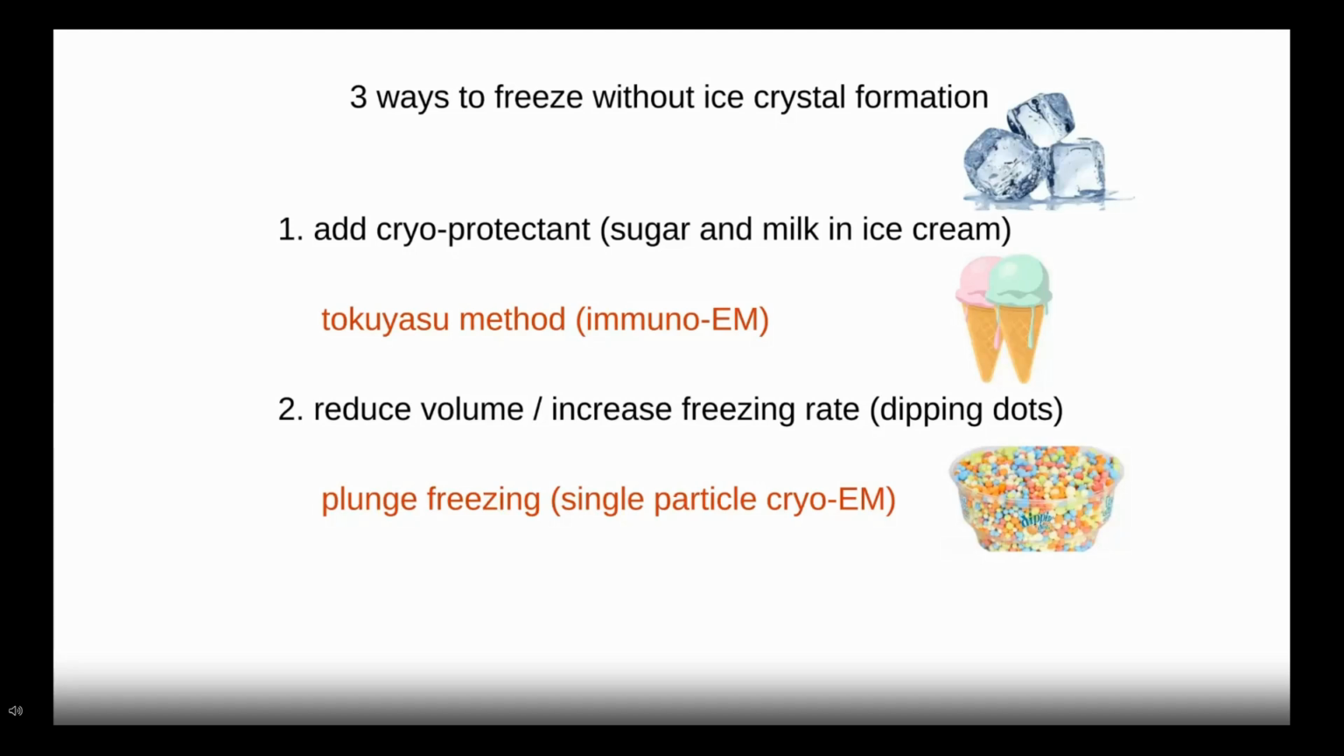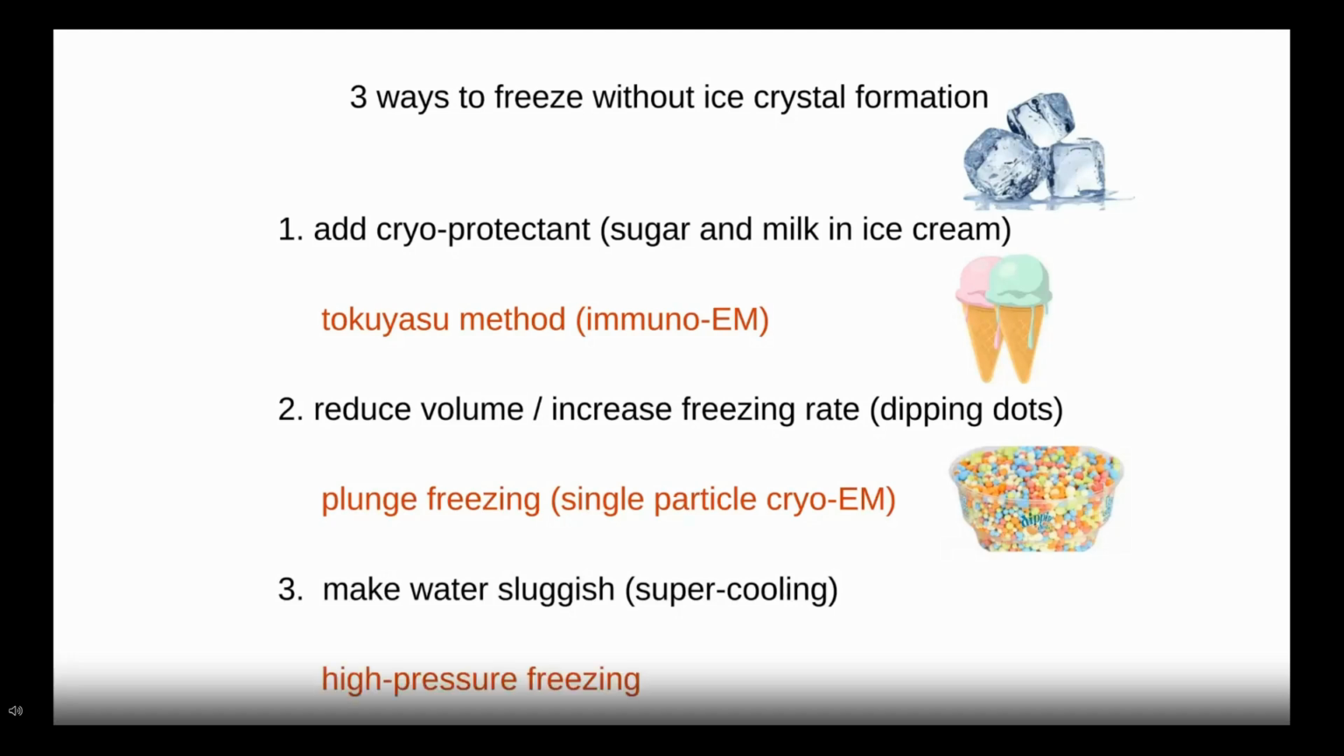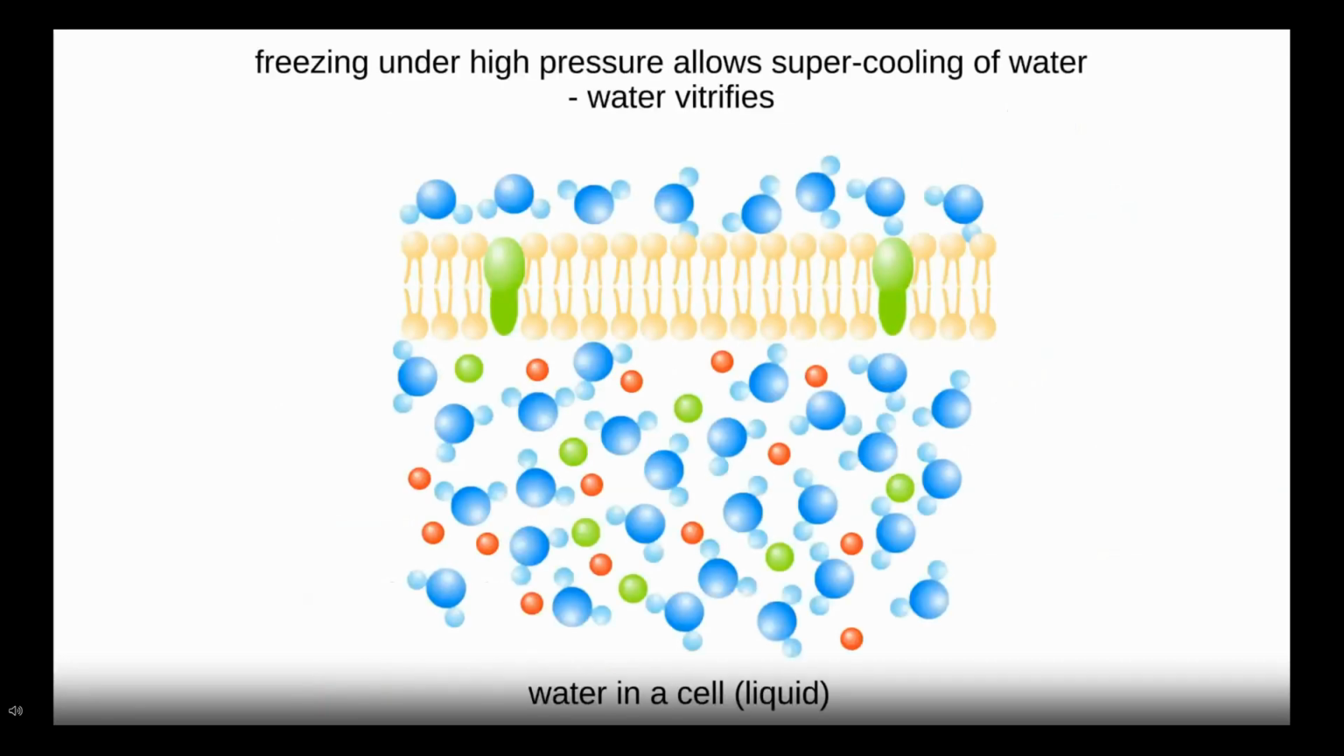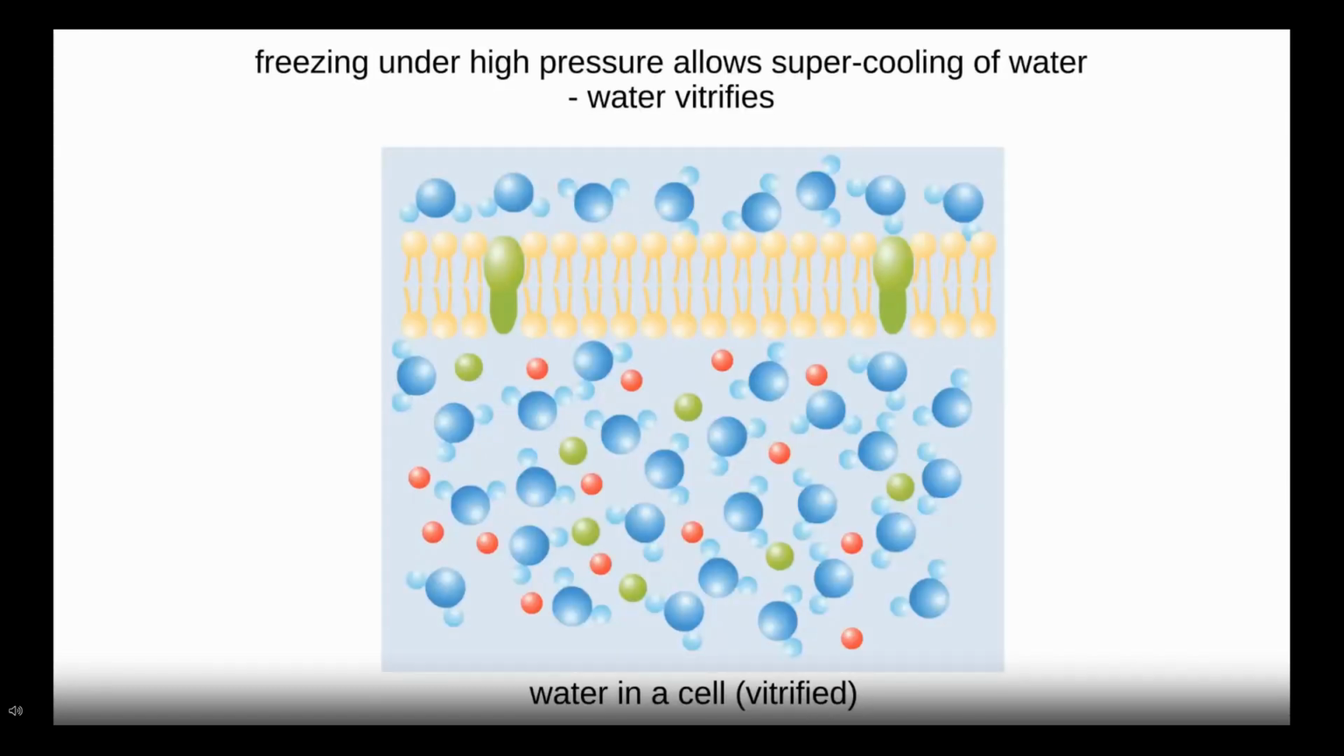The third way to get around this ice crystal issue is to make the water sluggish. And this is the supercooling effect that we are talking about. And this is what high pressure freezing actually does. The way that high pressure freezing works is basically making the water sluggish so that it doesn't have time to rearrange into hexagonal ice as you freeze the tissue, so that the water molecules basically stay where they are as you freeze them using liquid nitrogen.